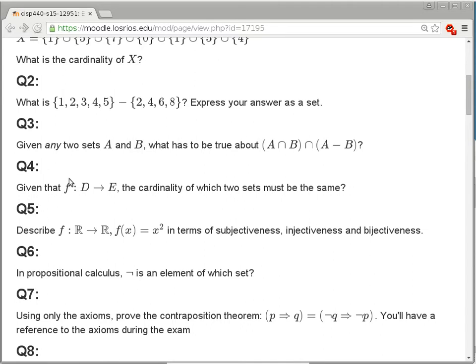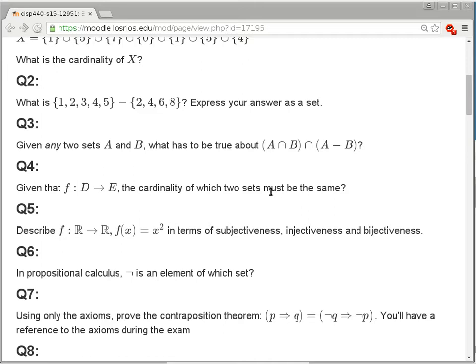The fourth question is, given that f is a function that maps from some kind of domain D to some kind of codomain E, the cardinality of which 2 sets must be the same? Okay, hold on a second here. How many sets are we talking about when we have a function that maps from a domain to a codomain? We're talking about 3 different sets.